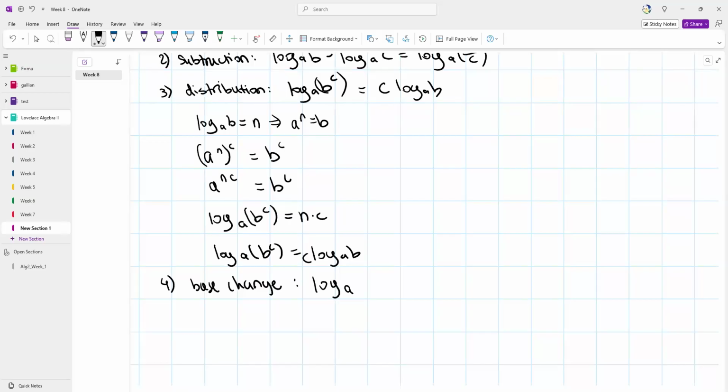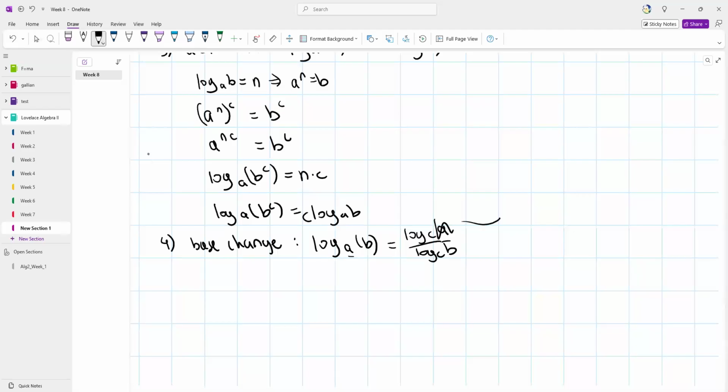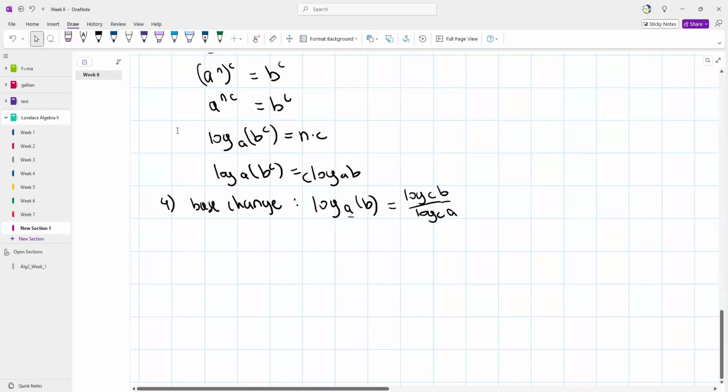Okay, so here's another one. We have log a of b is equal to log c of b over log c of a. And c can be anything as long as it follows the domain restrictions. As you can see, this is called base change because we're changing the base here from a to c. I guess we can go over that after I try it for a bit.